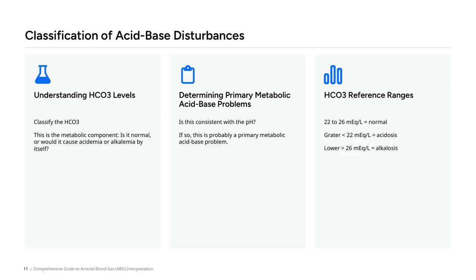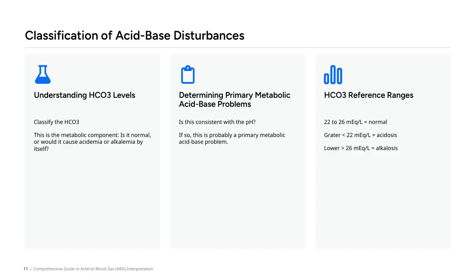Let's take a closer look at the classification of acid-base disturbances. On this slide, we're focusing on the key ranges for bicarbonate, or HCO3, levels in the blood. Normal HCO3 levels typically fall between 22 and 26 milliequivalents per liter. If the HCO3 is greater than 26, it suggests alkalosis, meaning the blood is too basic.